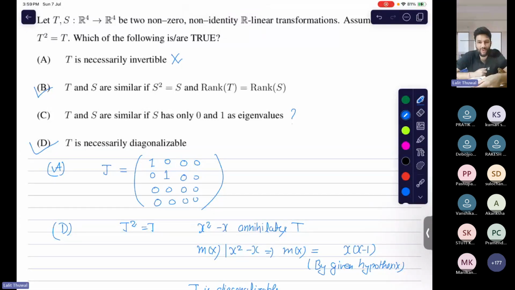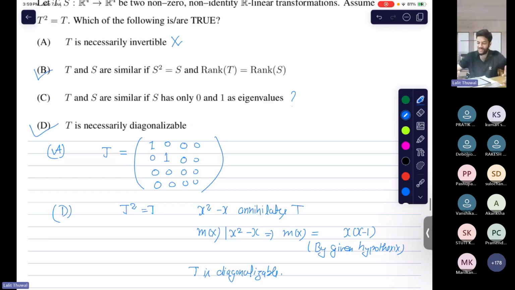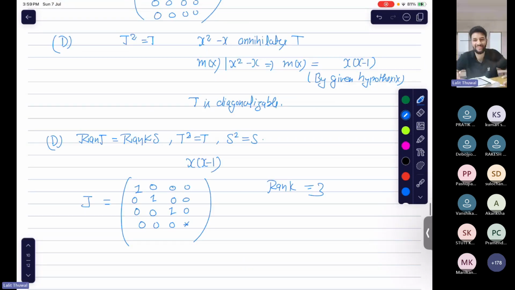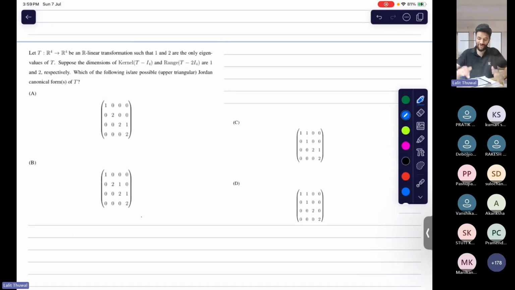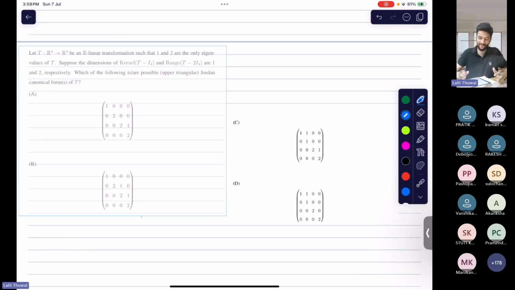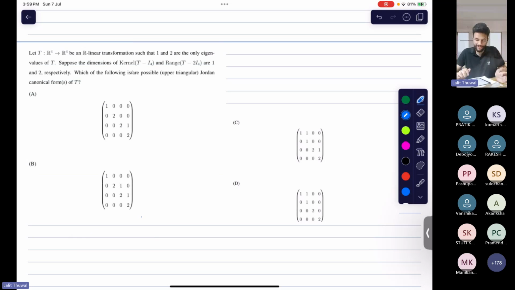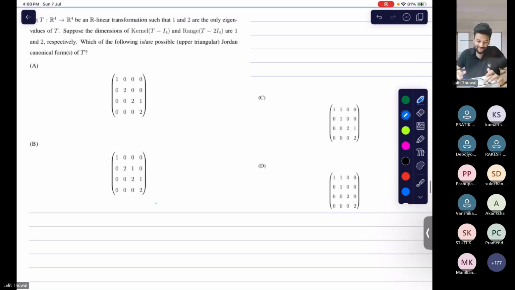So I will stop here, and if you have any quick question, then please do ask. So yeah, this is the last question. I wanted to solve it, but I don't think I would be able to solve it now because I need time to solve this. This is also a question asked in the GATE examination from the Jordan canonical form. Try to solve this at home. You can take the screenshot.